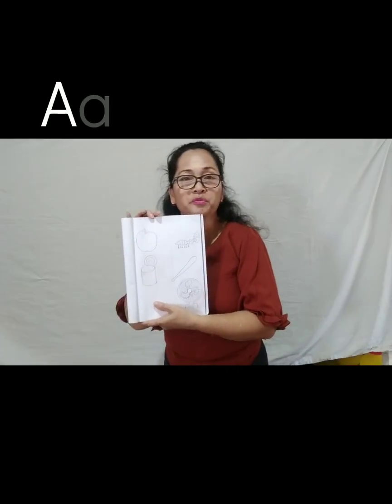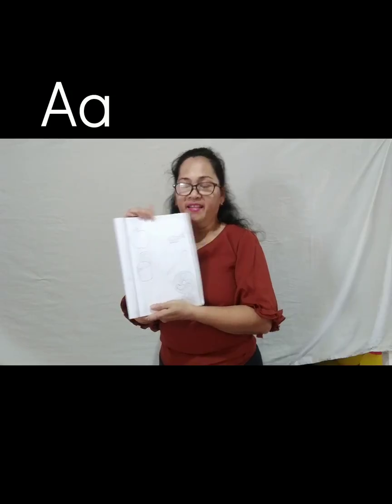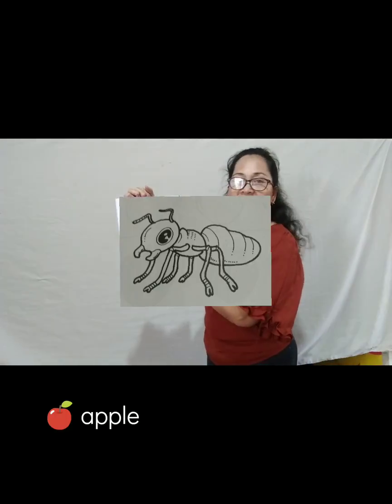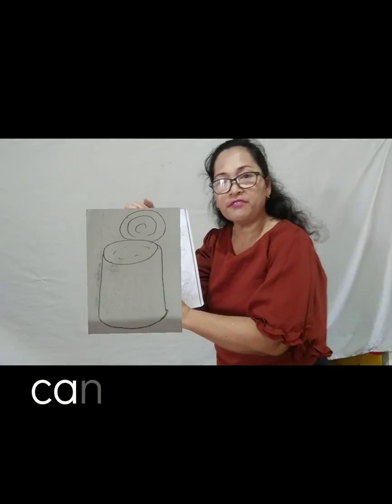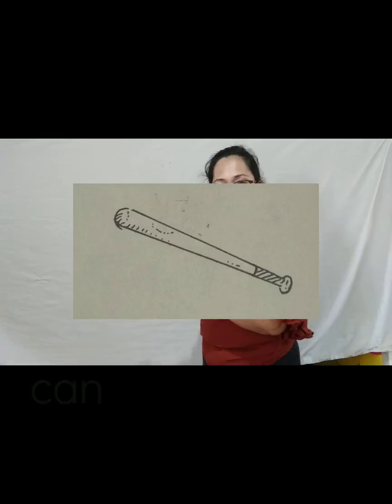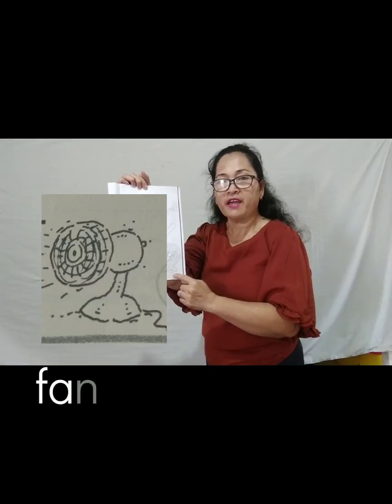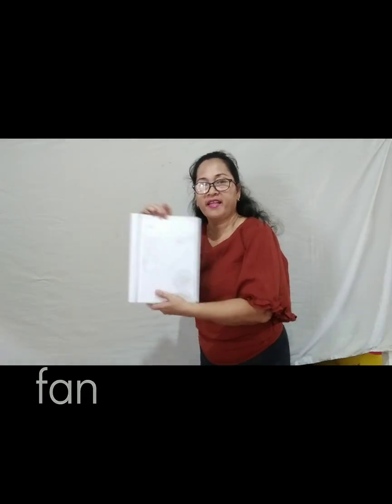This is the object sound of ant. A. Apple. Ant. Can. Can has the sound of A. Bat. Bat has the sound of A. Fan. Fan has the sound of A.